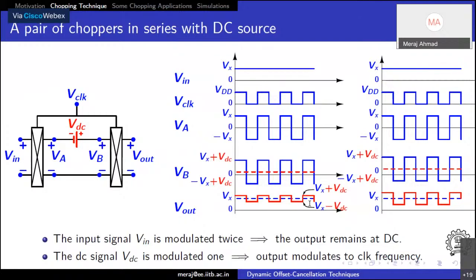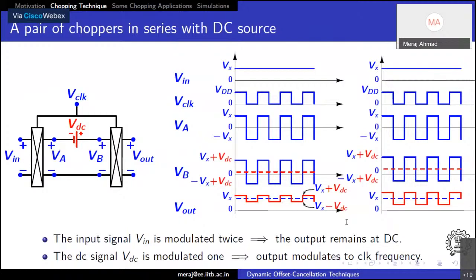So what it represents is that the input, if modulated twice, the output remains at DC, and if a DC input is modulated only once, the output modulates to a clock frequency. So by this way, we are separating out. This is the core idea of separating out. Since our input was also at DC and our non-ideality is also at DC, the idea is to modulate it to a higher frequency, then let the DC come in, and then we demodulate again, so that we'll again get a DC, and this non-ideality, this offset voltage, as the square wave.